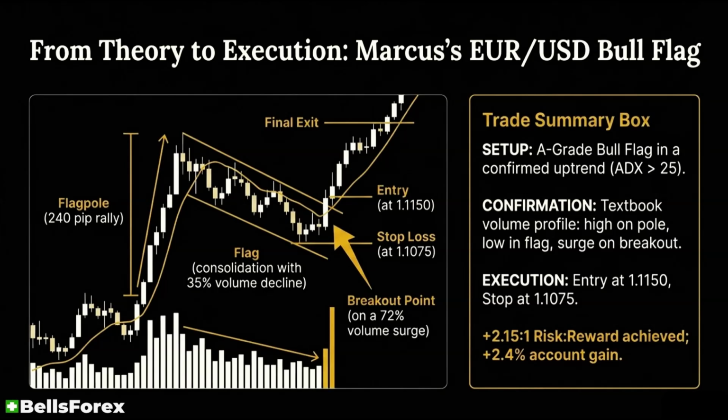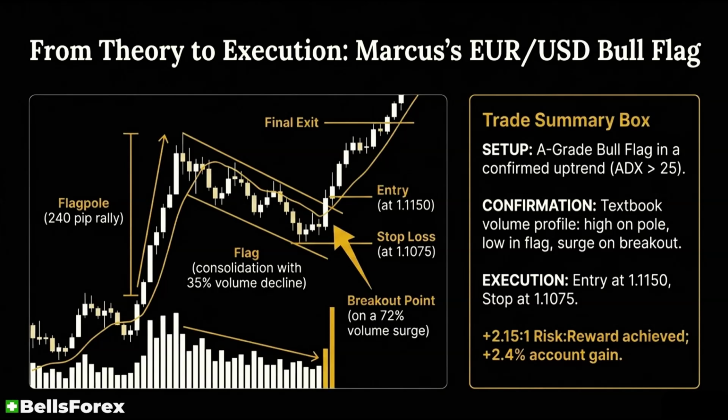Was it textbook? Absolutely. The flagpole was a strong 240-pip rally over 2 days. During the consolidation, the volume reduction was exactly what we require, a 35% reduction. The consolidation itself was ideal, quick and tight. Strong trend, low consolidation volume. Perfect. The breakout came with a definitive 72% volume surge, satisfying our confirmation rules. Marcus entered long at 1.1150. He used a tight structure-based stop of 75 pips, placed just below the flag's lower boundary. Even on this A-grade trade, he only risked about 1% of his account.